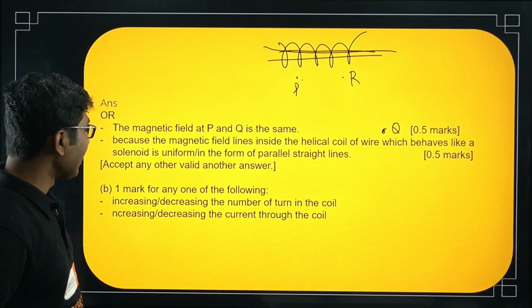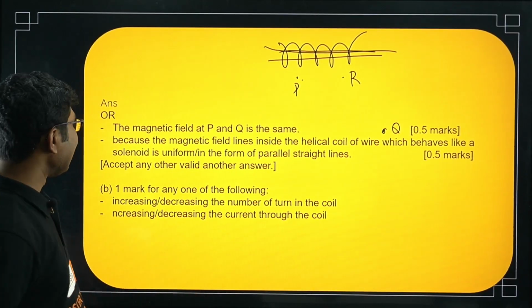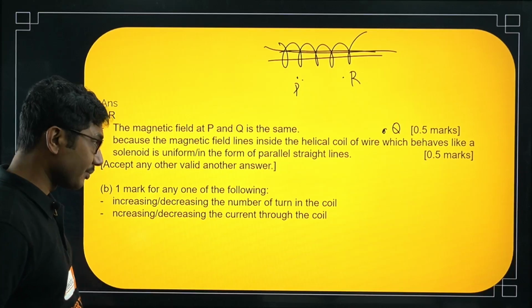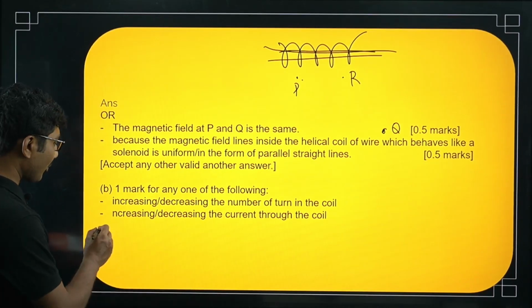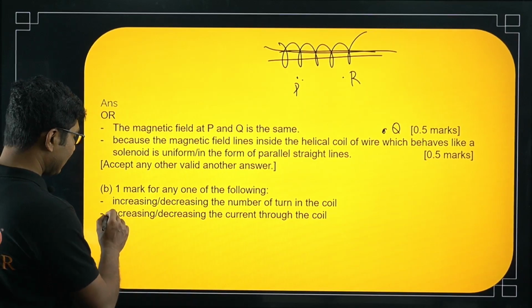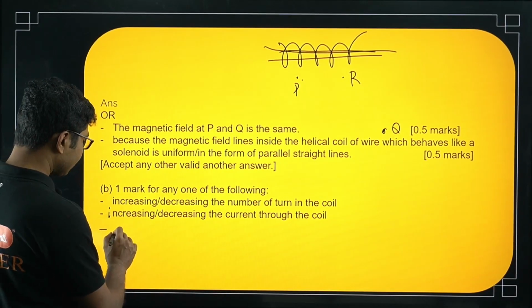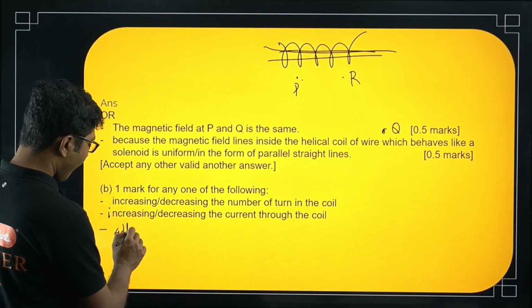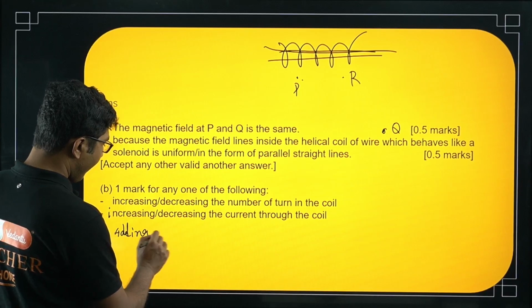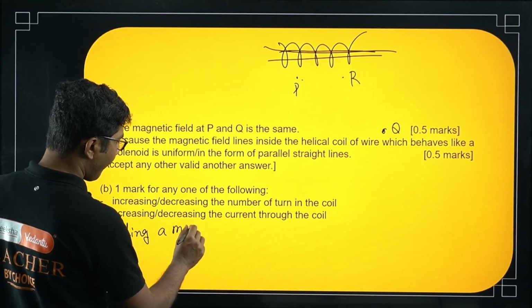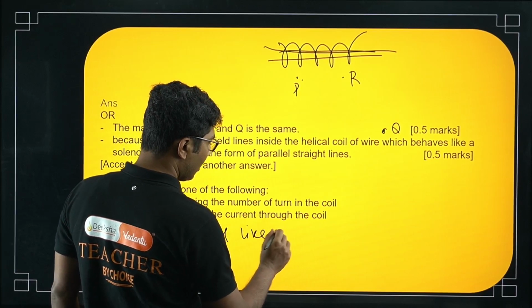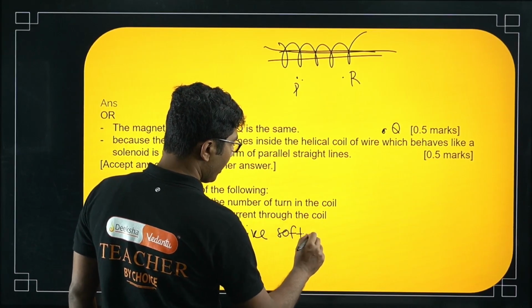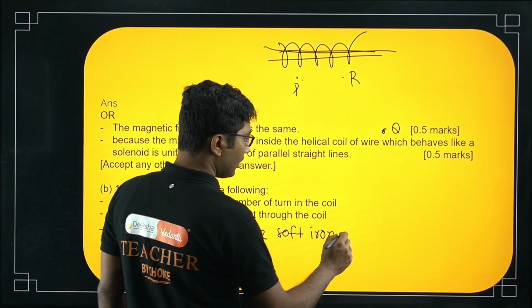Okay, now we have 1 mark for any of the following: increasing or decreasing the number of turns of the coil, increasing or decreasing the current through the coil, and one more point that I said, adding a material like soft iron in the core.